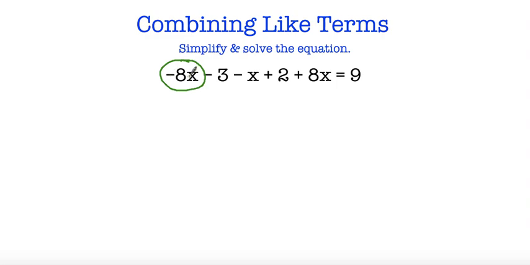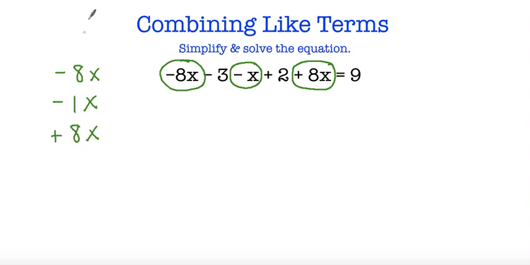So I have negative 8x. Negative 3 is not a like term. Negative x is. Positive 2 is not a like term because it's a constant and it doesn't have the variable x. And then I have positive 8x, which is a like term. So here I have negative 8x, negative x, which is the same thing as negative 1x, and positive 8x. So I'm going to combine these three.